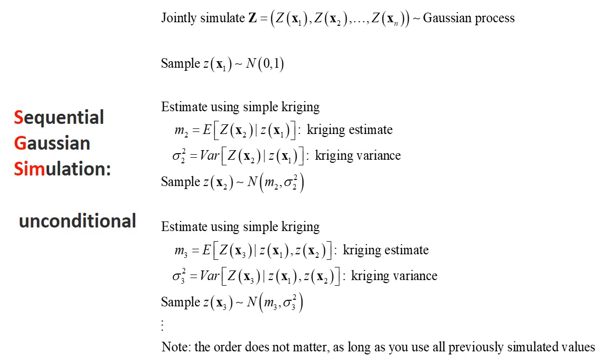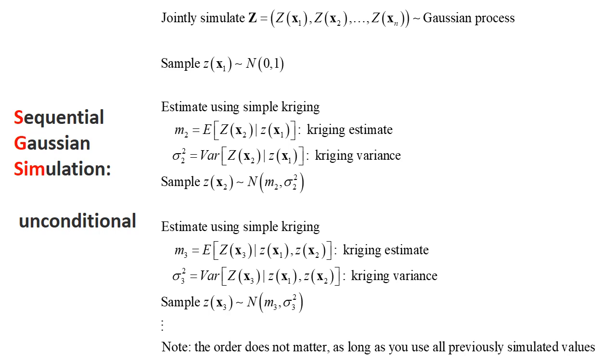The first value we sample could just be the first value in the grid, so the bottom left corner of the grid, let's say. And remember that the order does not matter. And so we sample a value, we get some kind of value, say -2. So then we would like to estimate using simple kriging. We have now the second one, say the value to the left of it.